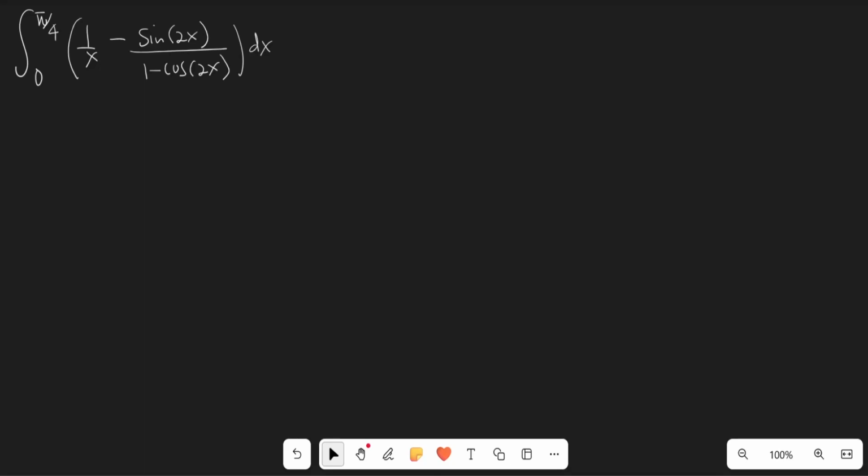So in this tutorial, we are going to look at this integral from 0 to pi over 4 of 1 over x minus sine 2x divided by 1 minus cosine 2x dx.